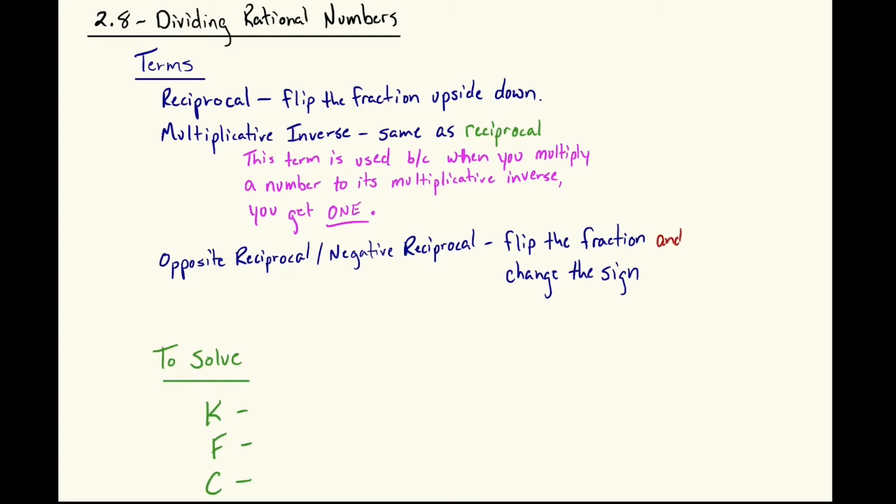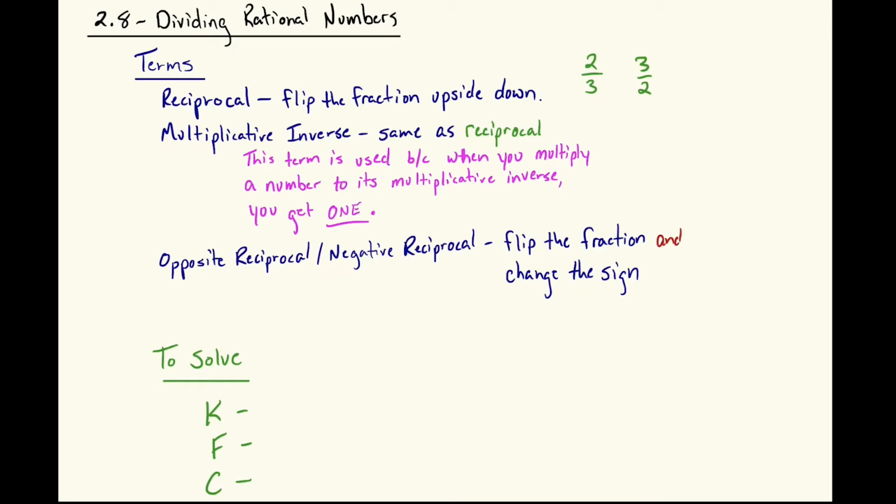That just means flip the fraction upside down. So for example, if I had the fraction 2 over 3, the reciprocal of that would be 3 over 2. We just flip the numbers upside down, have them trade places a bit, and we're done. The next word that we have here is a term called multiplicative inverse. While that seems complicated, really that's just another word for reciprocal. The reason why in math we use the term multiplicative inverse is because when you multiply a number by its multiplicative inverse, you get 1.